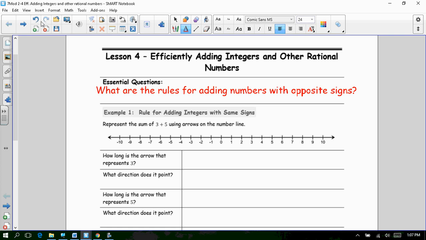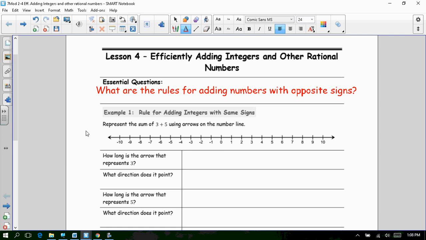I'm on page 25 of our book. You'll notice the essential question is already in there for you. What are the rules for adding numbers with opposite signs? By the time we're done with this lesson, you should have 2 rules written down. All right, and we're going to make sure we get those really well.